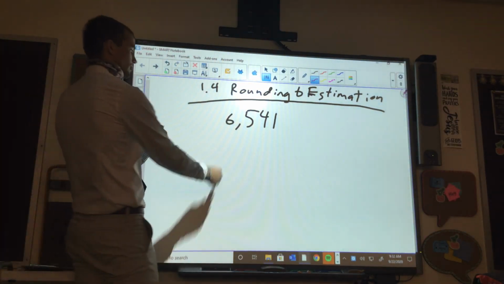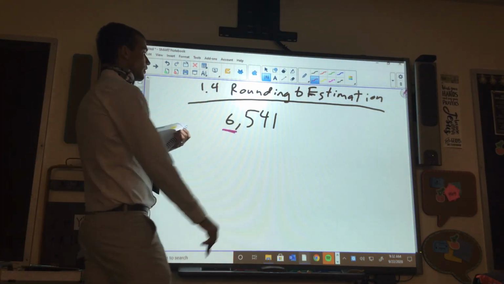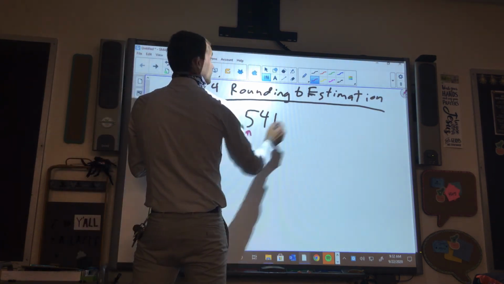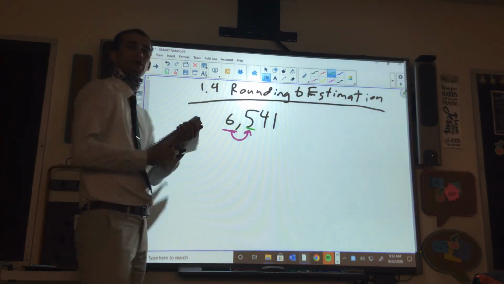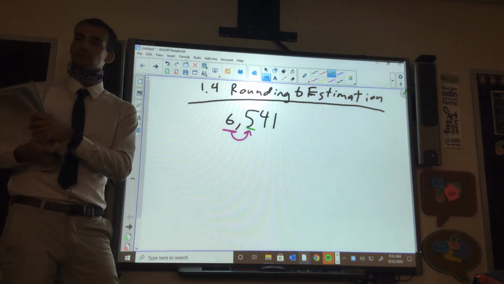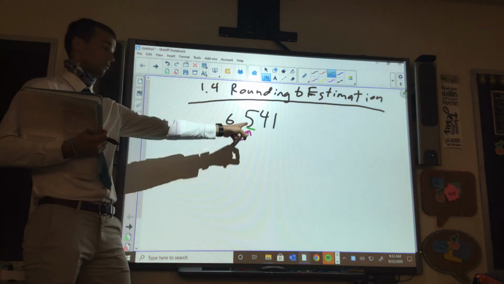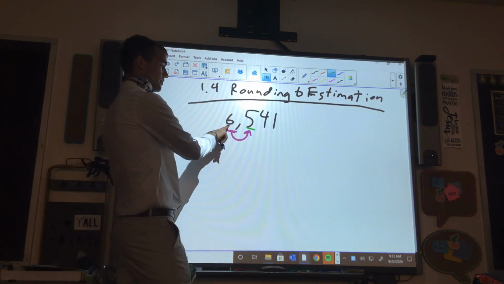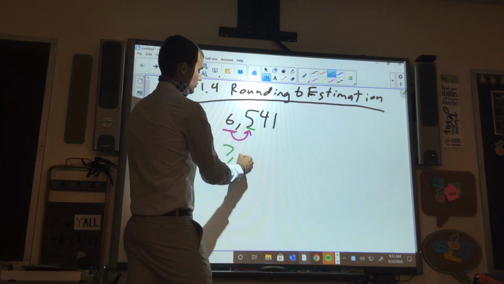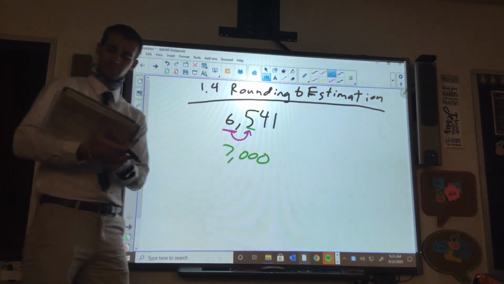To the nearest thousand. So you look at the thousands place, and then you look to the next spot, and you ask yourself, is that number rounding up or down? It's rounding up. Five goes up. So that means the 6 becomes a 7, and you get 7,000.